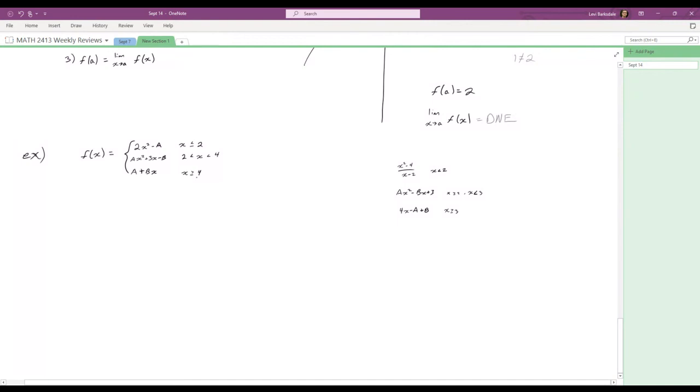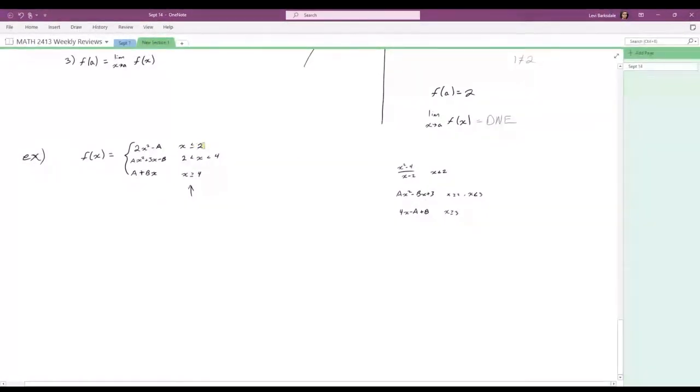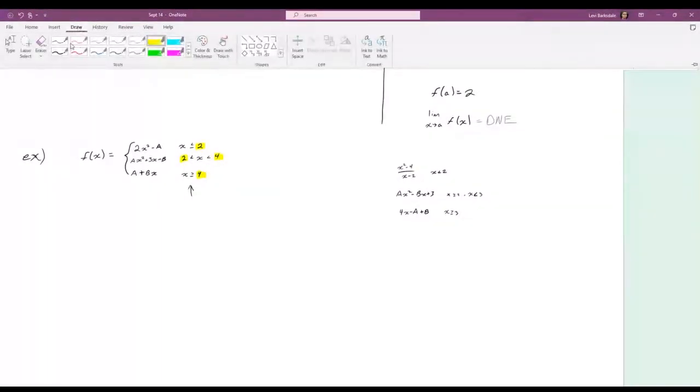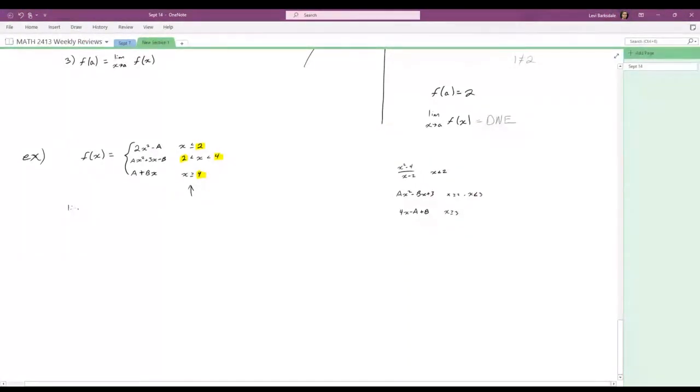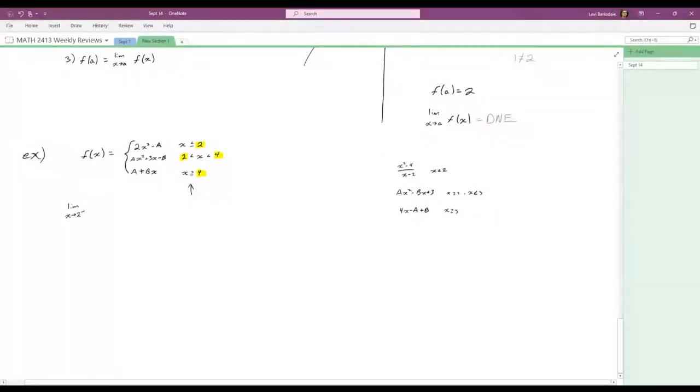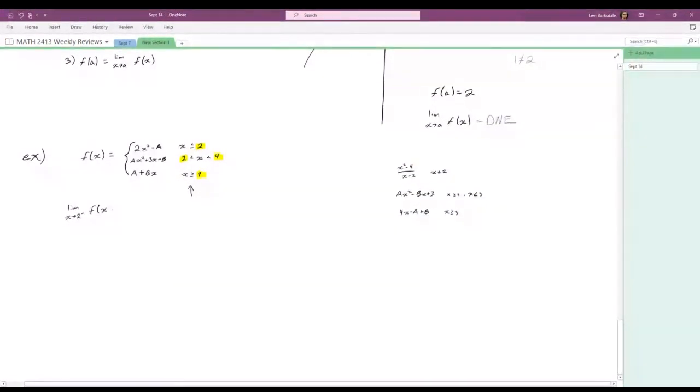So in general, the biggest thing to remember for these problems is the limit from the left has to equal the limit from the right. So for every point where you could possibly have a discontinuity, and in this case it's usually at the points where you switch your piecewise, so 2 and 4 in this case, you want to check to make sure your functions are good. So my first question is, what is the limit as x approaches 2 from the negative side of your function?